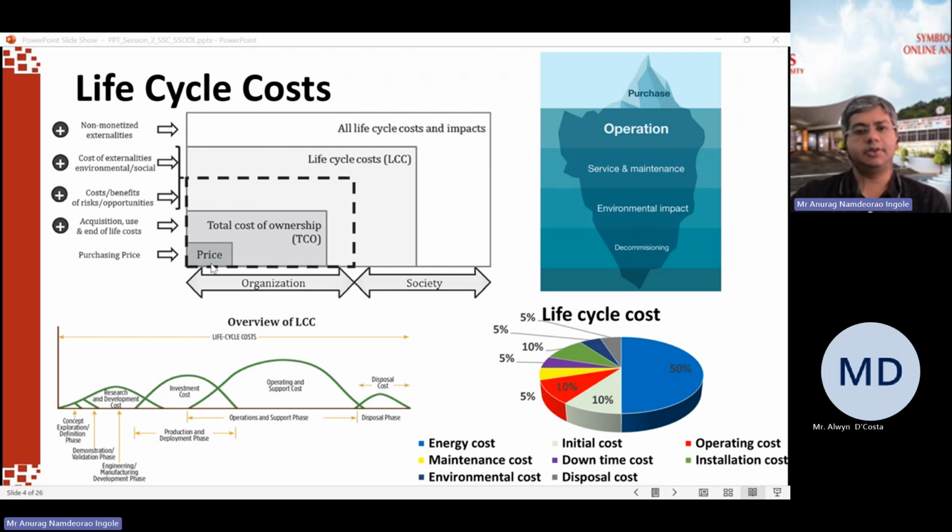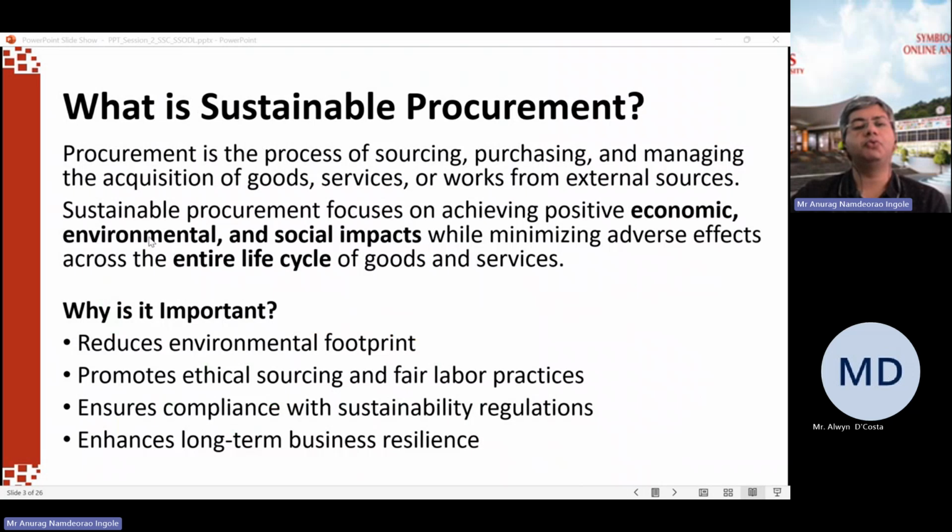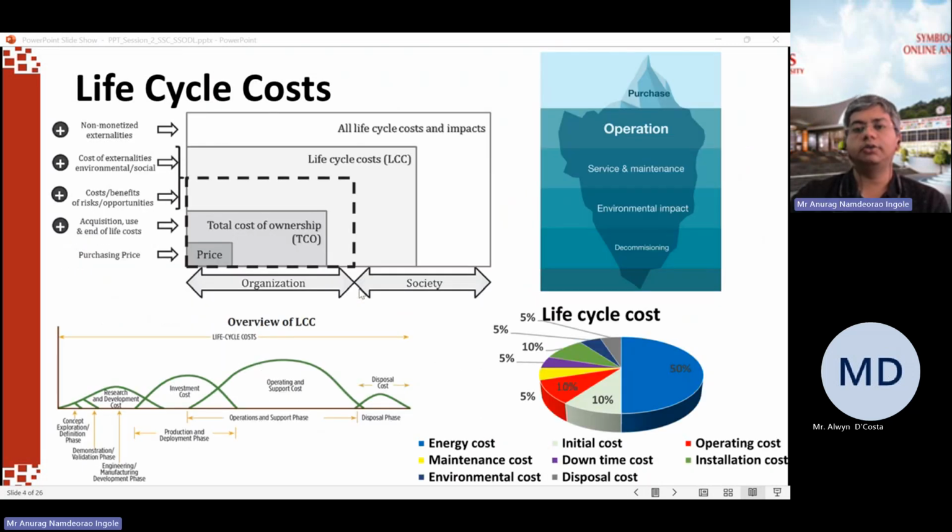So why, as sustainable procurement, do we have to focus on the entire life cycle, and why is it important? Because if we only look at the current price of the product or the part, it is just 10% of the total cost. Imagine the impact if we are able to reduce these other impacts. So energy costs, how can we reduce that?